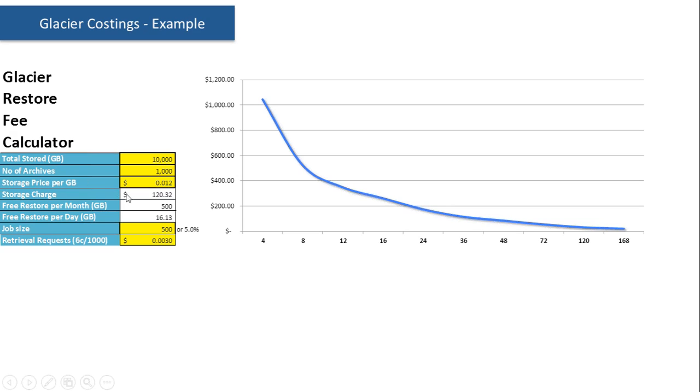They're able to do a free restore per month of 500 gigabytes. That's 5% of the 10 terabytes. And that equates to being able to retrieve 16 gigabytes per day. So if this customer were to retrieve 500 gigabytes per day, and they did that in 4 hours, you can see the retrieval cost would be just over $1,000. But if they were able to spread that out, say, to 48 hours, you can see how that cost drops dramatically. Obviously, because 500 is 5% of 10 terabytes, if you did it over 30 days, the retrieval cost element of this would be 0.